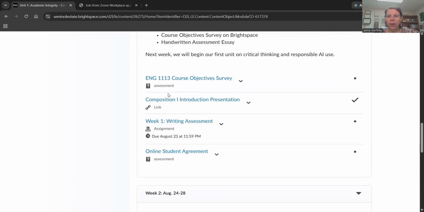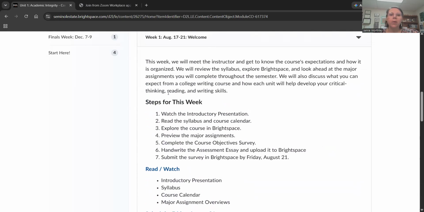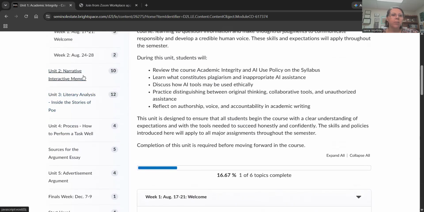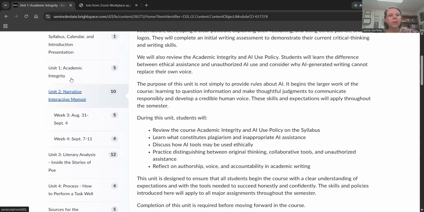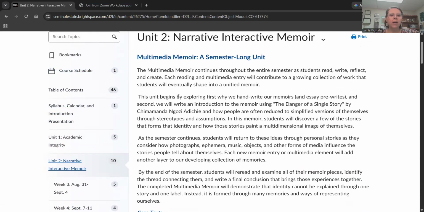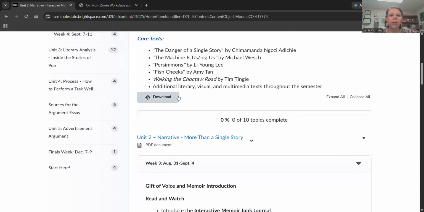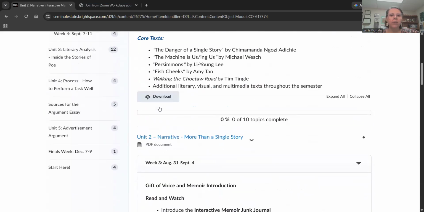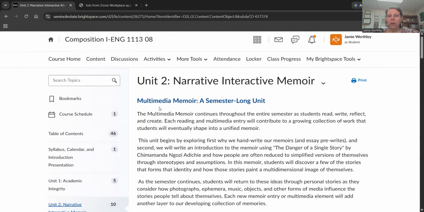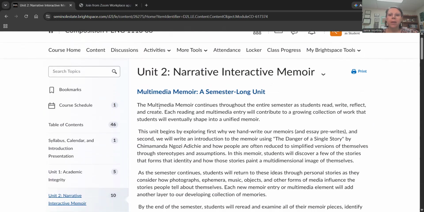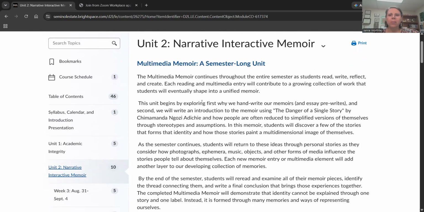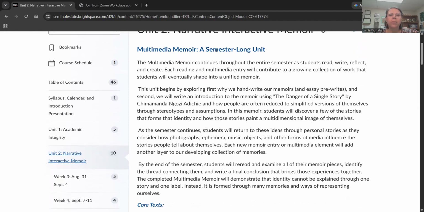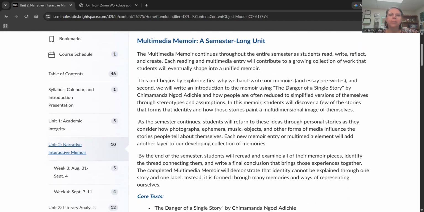I'm going to try to remember to do at least a unit by unit video, if not a week by week video. All right, and then we're done with this unit. We're going to go into the narrative unit. So in three weeks or so, starting August 31st, we jump into our multimedia memoir. Why is it called interactive? It's not interactive, it's multimedia memoir. All right, so the multimedia memoir, a semester-long unit.